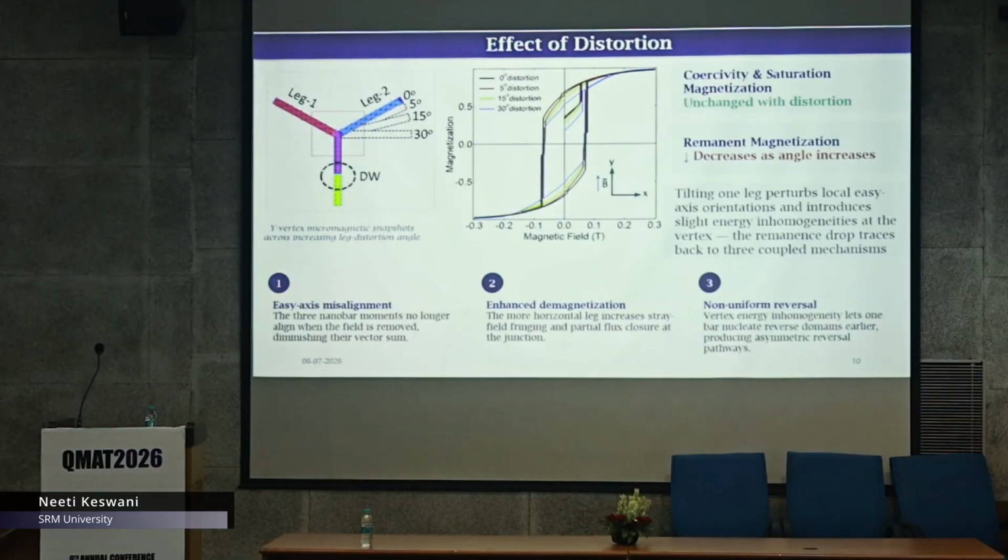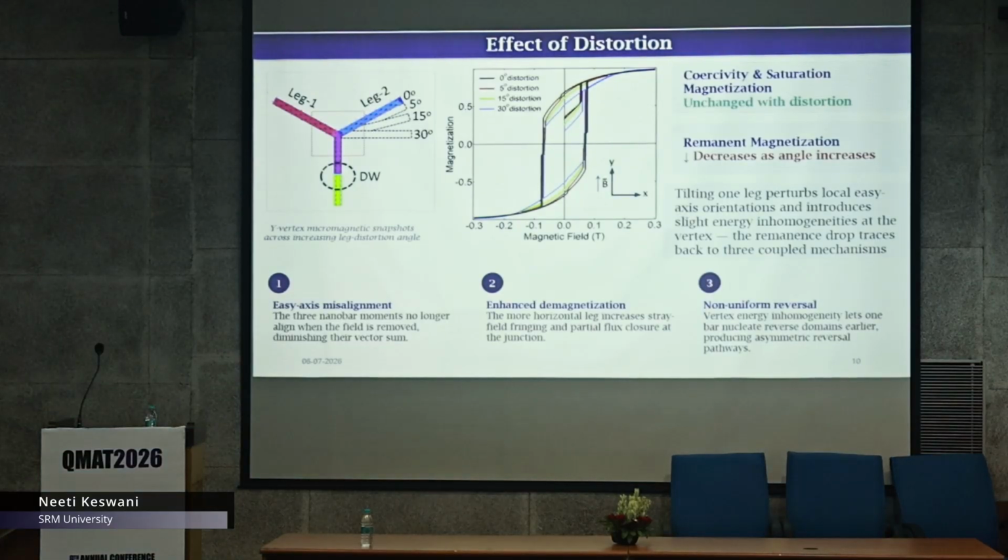Secondly, one of the reasons for the reduction of the remnant magnetization could be that the energy is no longer symmetrical, so there will be partial flux closure and an enhanced demagnetization field, which will cause the reduction in remnant magnetization.